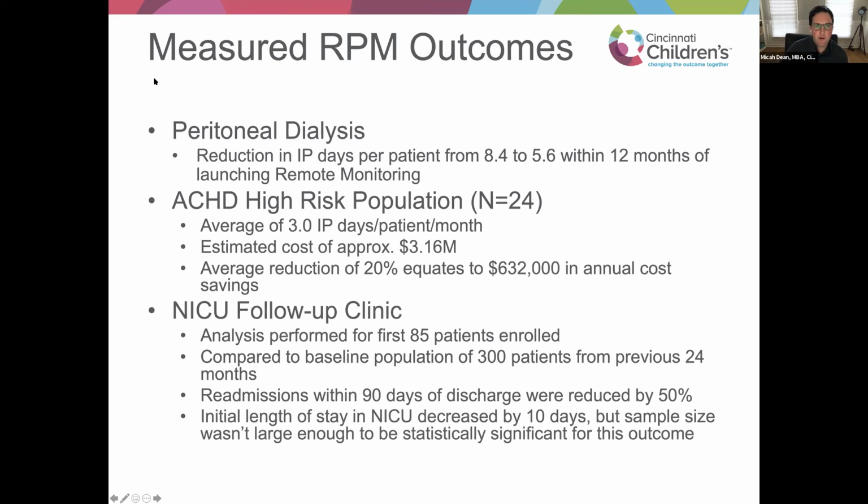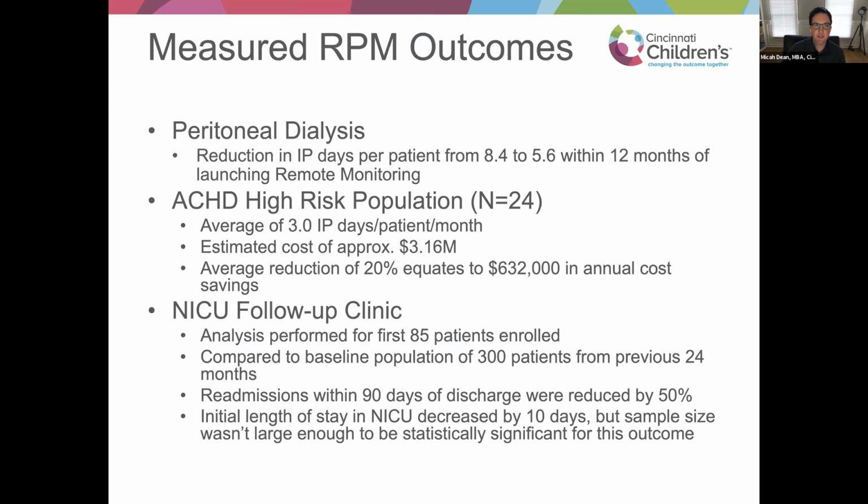So we've talked a lot about RPM outcomes. On this slide, I just have some examples of what we've observed for a few of our different patient populations. For peritoneal dialysis, we were able to reduce the number of inpatient days per patient per year from 8.4 to 5.6, just within the first 12 months of launching RPM.